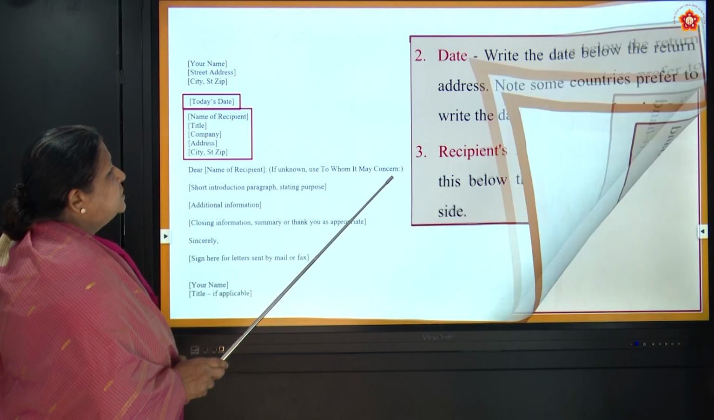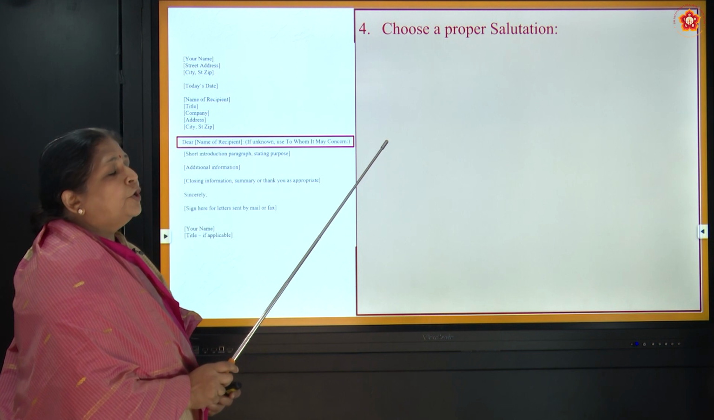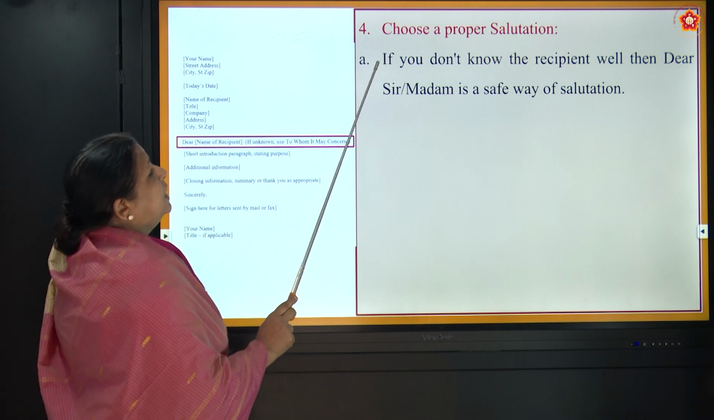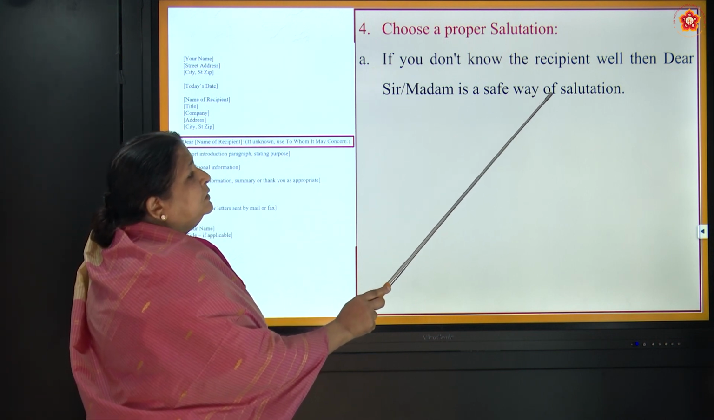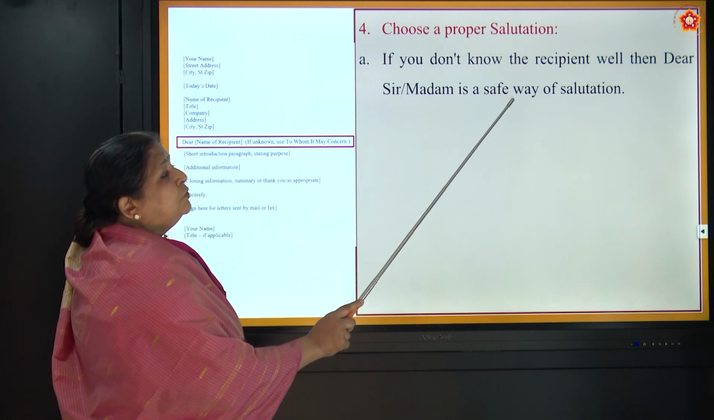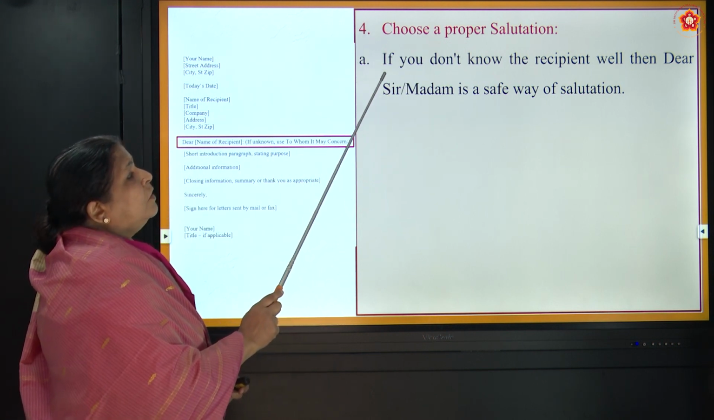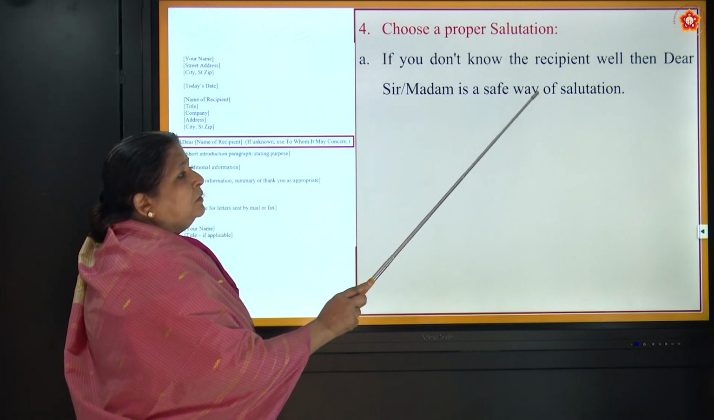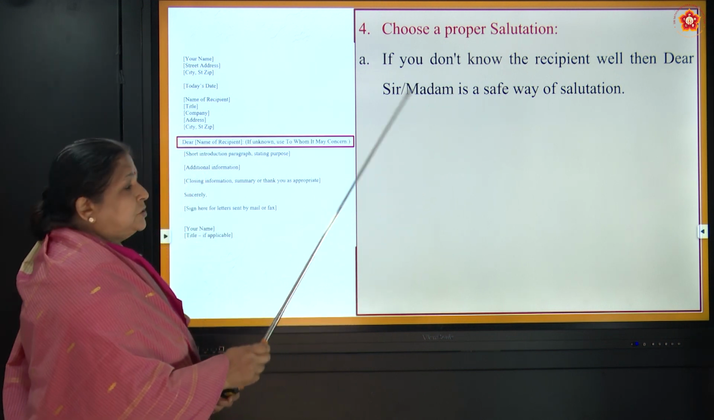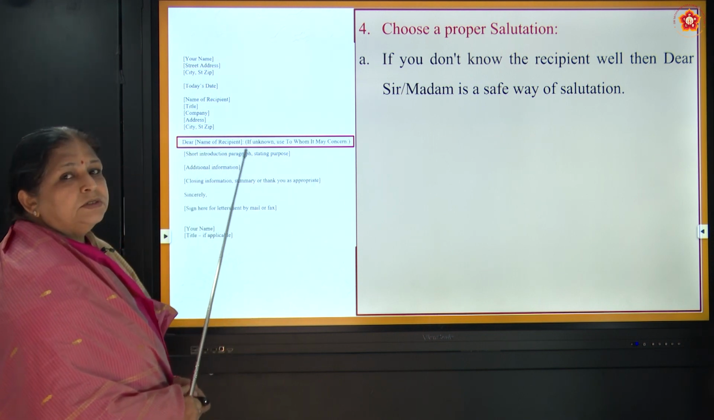Now, next point. Choose a proper salutation. You should know whom you are writing to and accordingly write the salutation. If you don't know the recipient well, then Dear Sir or Dear Madam is a safe way of salutation. So if you don't know the person properly whom you are writing to, just write Dear Sir or Dear Madam.